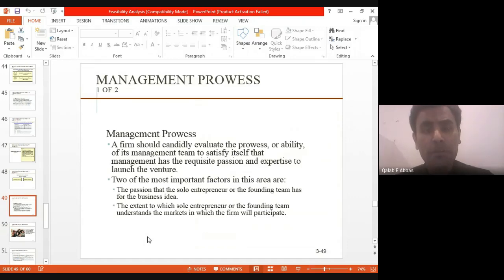So your complete team should have some sort of managerial skill sets as well. Two of the most important factors in this area are: number one, does the entrepreneur have the requisite passion or not? As we have discussed in the previous slides as well, passion is one of the very important characteristics of an entrepreneur. Passion gives you that tenacity to continue even when you are facing some failures and some downfalls in your business idea.